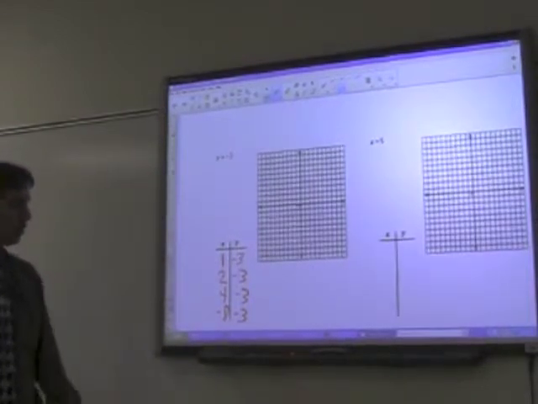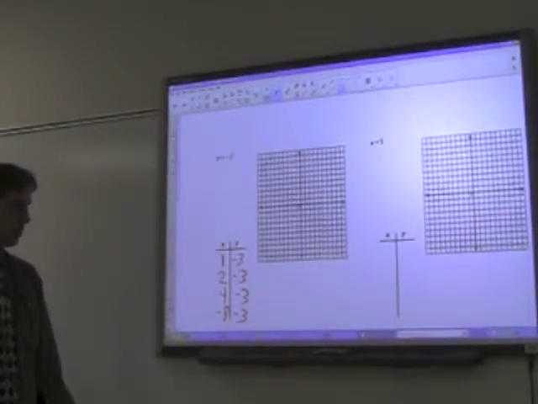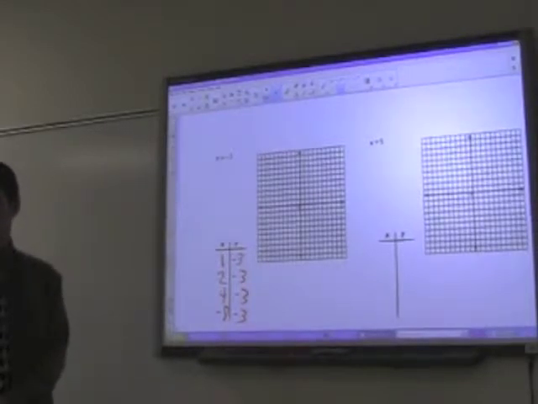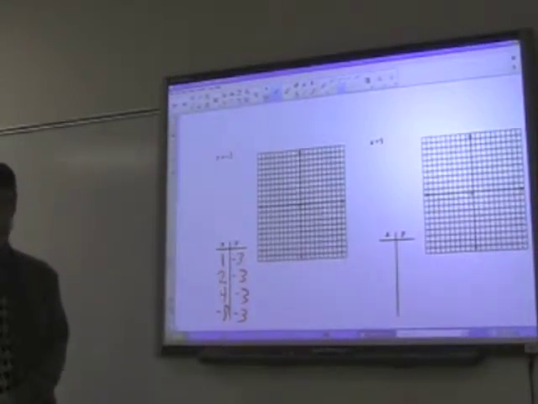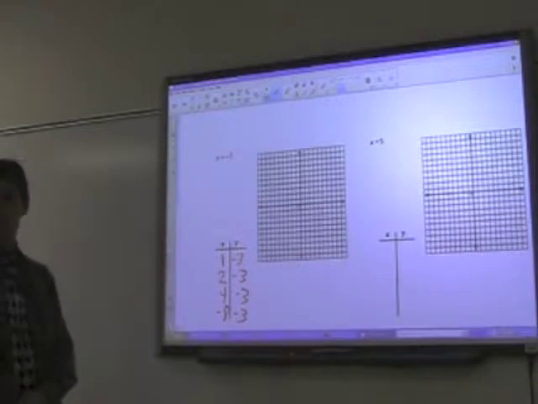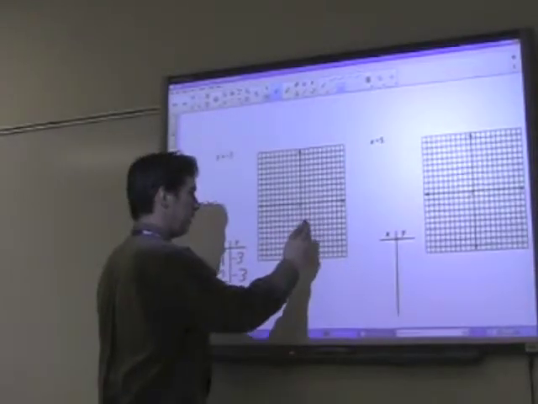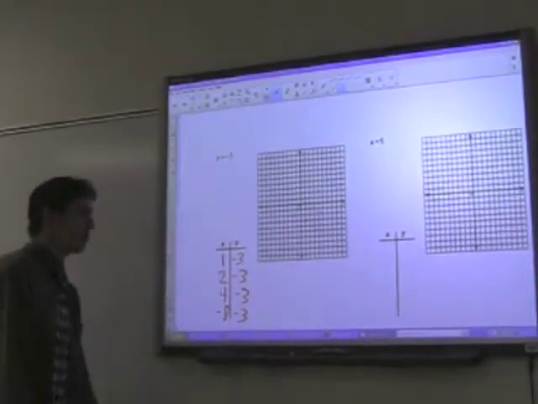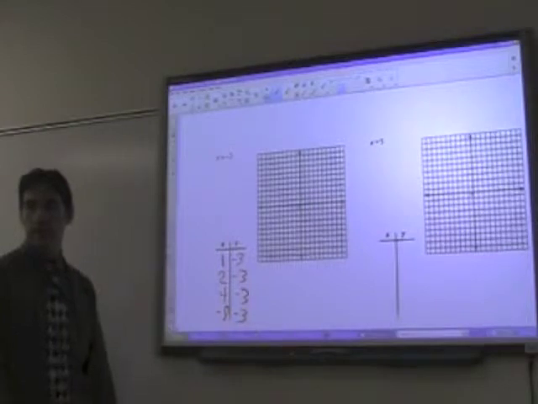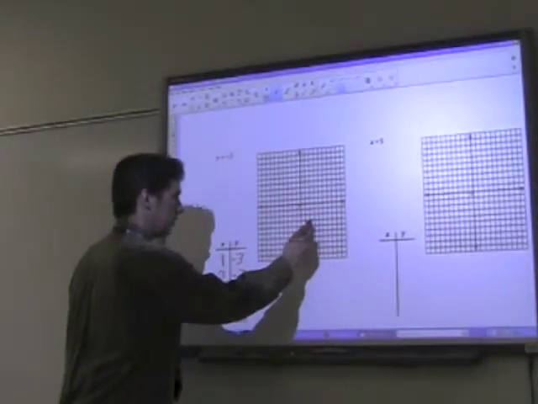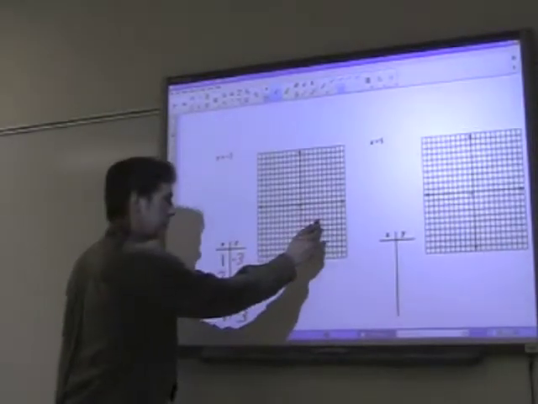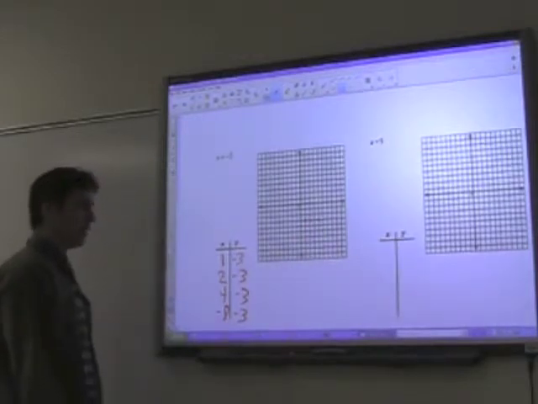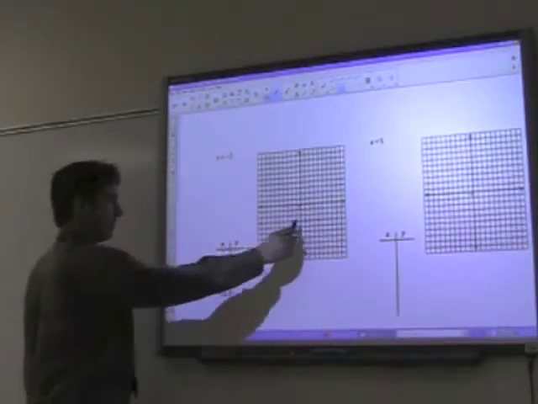Now, where can I plot 1, -3, 2, -3, 4, -3, and -8, -3 on that graph? Well, 1, -3 is going to be right 1 and down 3. Where's 2, -3? Over 2, down 3. And 4, -3. Over 4, down 3. And -8, -3, that way 8, down 3.